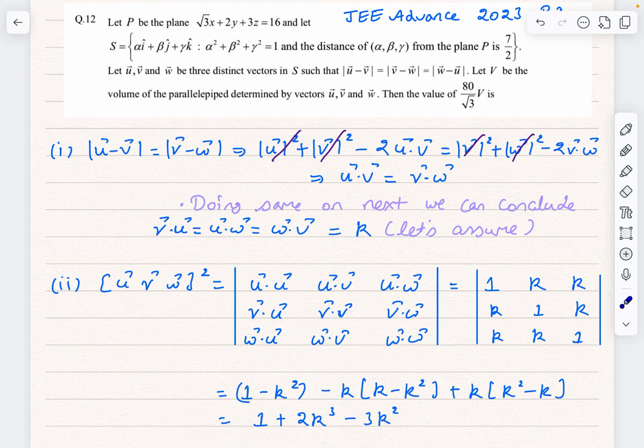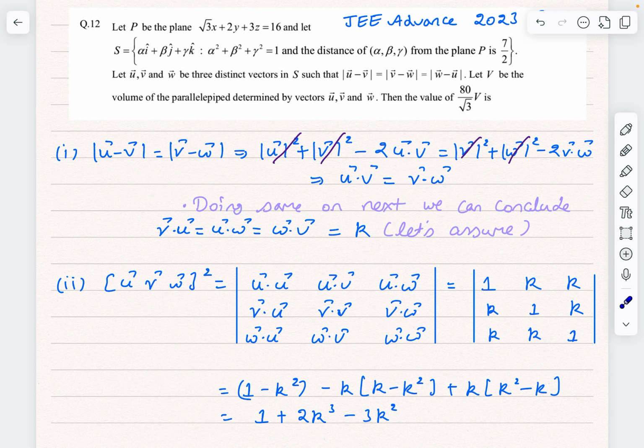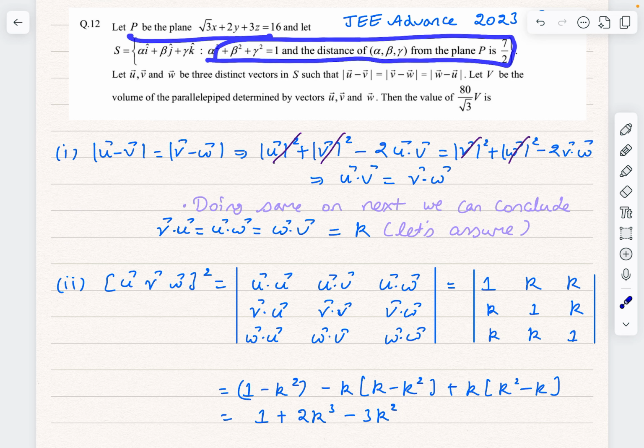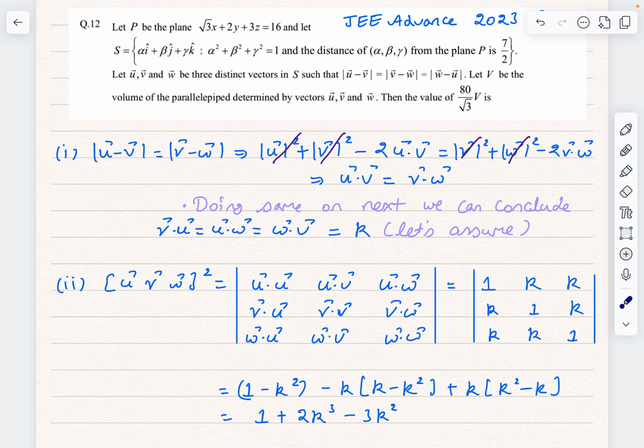So now we have to find the value of k. Okay, moving ahead. How do you find the value of k? Now this plane thing will come into play. Let us try to understand here. What are they saying? The distance of the point from the plane is 7 over 2.